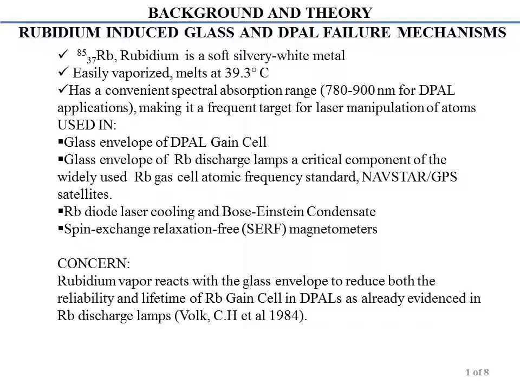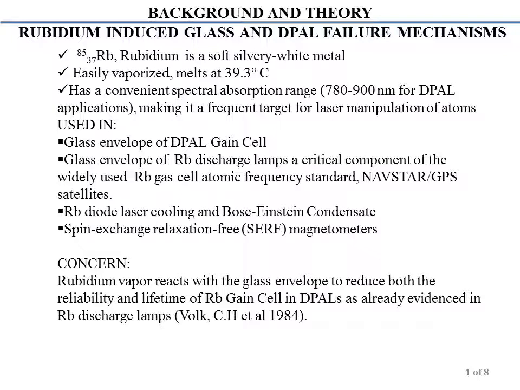So rubidium has atomic number 37, atomic mass of 85, and it's a soft, silvery-white metal, easily vaporized, that melts at 39.3 degrees Celsius and has a convenient spectral absorption range. Typically we're looking for 780 to 900 nanometer for a DPAL application. It makes it a frequent target for laser manipulation of atoms because of the convenient spectral absorption range. It's typically used in glass envelopes of DPAL gain cells.